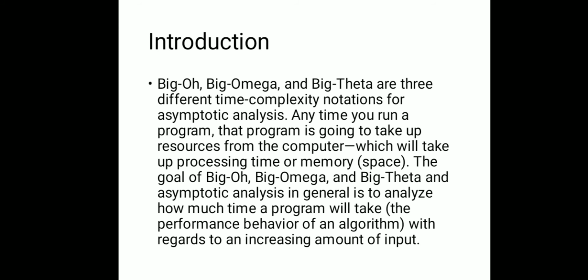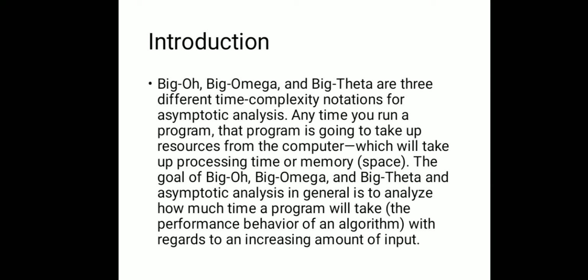Big O, Big Omega, and Big Theta are three different time complexity notations for asymptotic analysis. Anytime you run a program, that program is going to take up resources from the computer, which will take up processing time or memory space. The goal of Big O, Big Omega, and Big Theta and asymptotic analysis in general is to analyze how much time a program will take, the performance behavior of an algorithm with regards to an increasing amount of input.